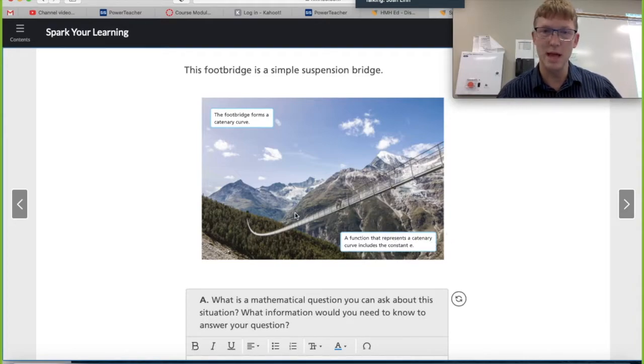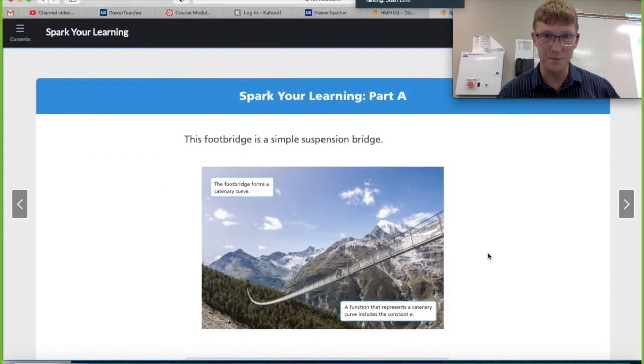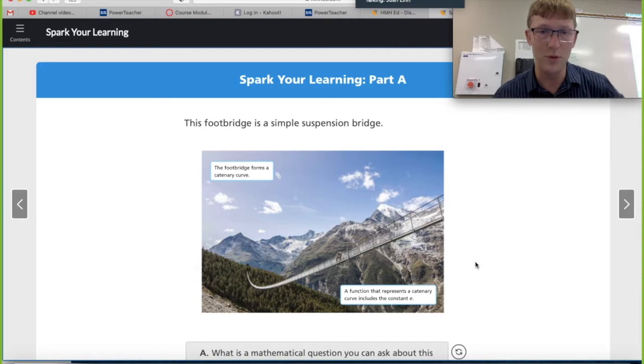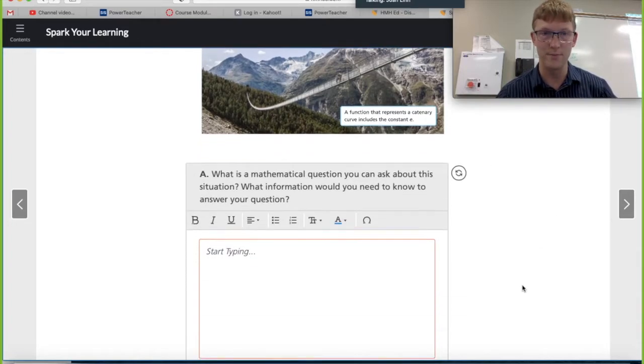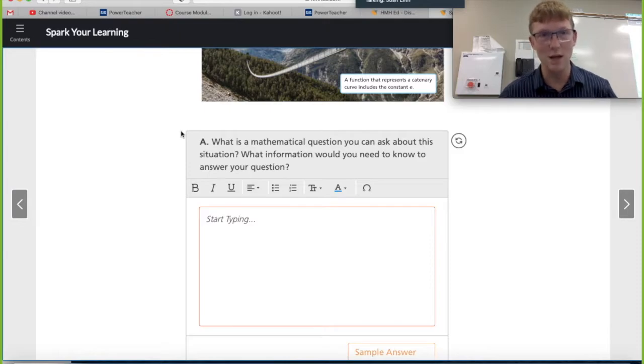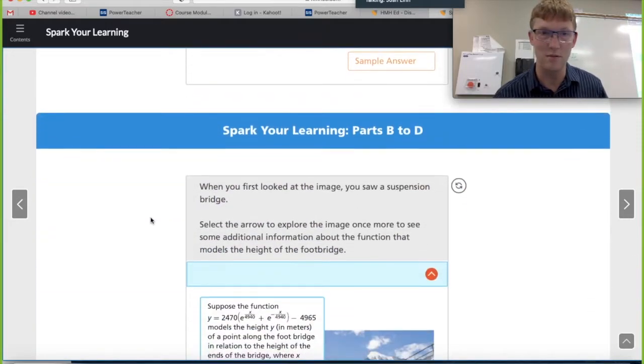So a function that represents a catenary curve includes the constant e. e is a constant. It is a number, and we're going to talk about where it comes from a little bit later, but we can use it to work with this suspension bridge that forms a catenary curve. What mathematical question can you ask about the situation? We could ask things like, what is the formula of the bridge? How low does it droop? How long is it? And what information would you need to know? That formula, right? That would tell us everything we need to know.